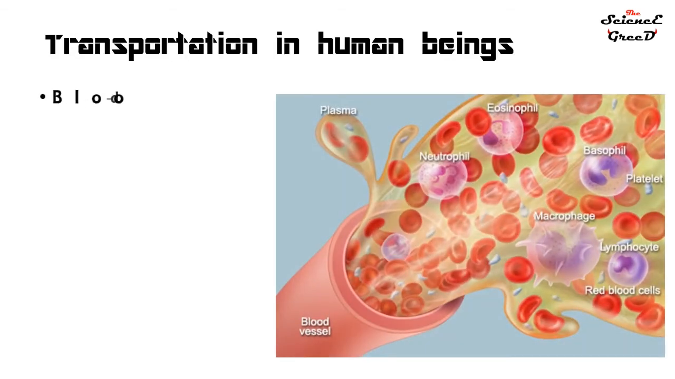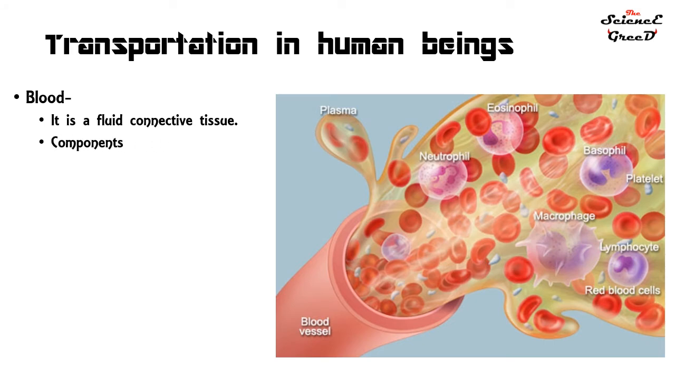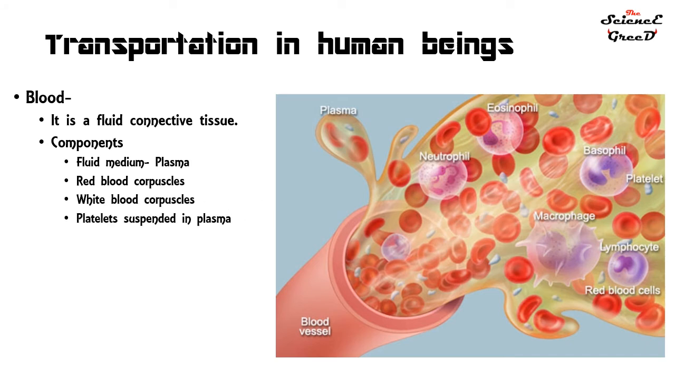Transportation in human beings. Blood is a body fluid in humans and other animals that delivers necessary substances such as nutrients and oxygen to the cells and transports metabolic waste products away from those same cells. In vertebrates, it is composed of blood cells suspended in blood plasma. Components of blood are fluid medium, that is plasma, red blood corpuscles, white blood corpuscles, and platelets suspended in plasma. Plasma transports food, oxygen, carbon dioxide, nitrogenous wastes, etc.